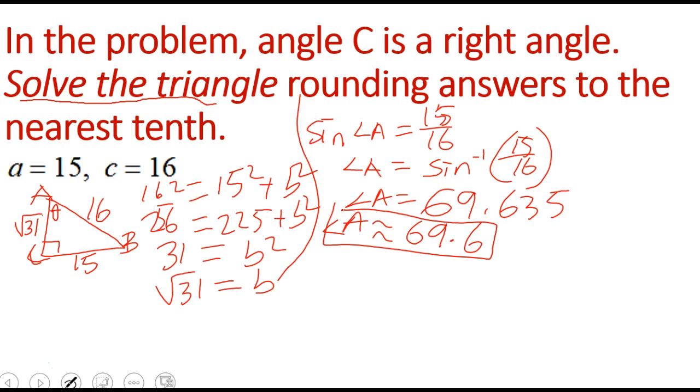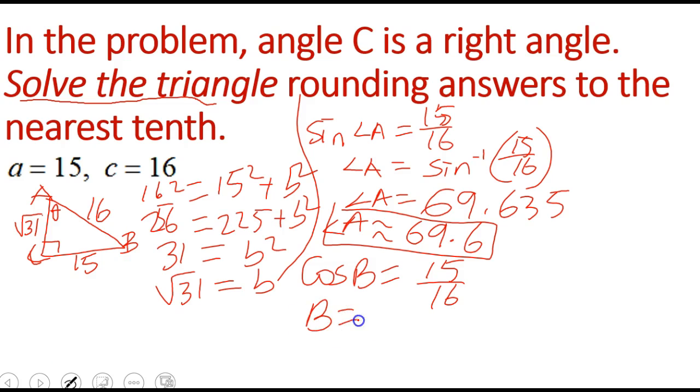And then we do the same thing for angle B. So what do we want to use? We can use which one connects these two. Angle B is going to be adjacent over hypotenuse. So you're going to do cosine, adjacent over hypotenuse. So cosine of B is adjacent 15 over 16 also, but it's cosine now.